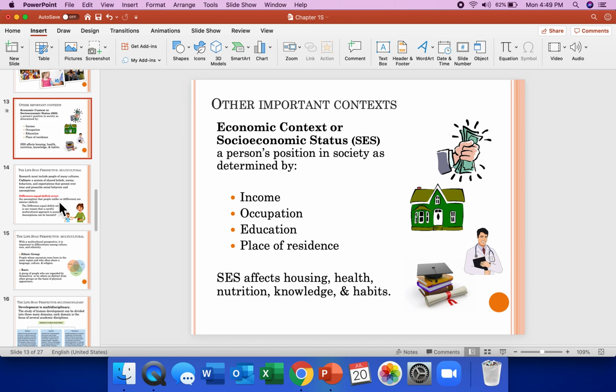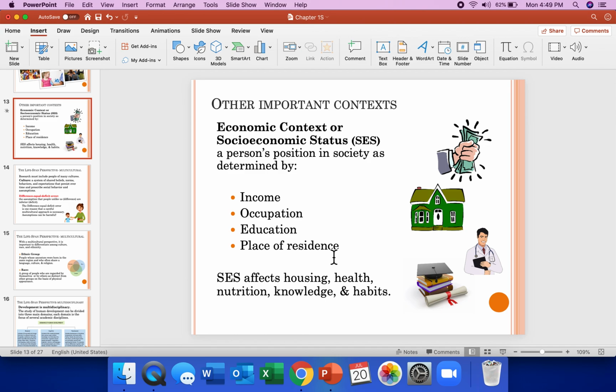Next, we look at another context that Brenner said we have to take into consideration, and that is the socioeconomic status. And socioeconomic status refers to a person's position in society based on their income, occupation, education, and place of residence. So the first thing that comes to mind when we talk about socioeconomic status is money. But really, it's more than that, because the way you're viewed in society is not just based on how much money you make. It really is viewed based on who you are as an individual.